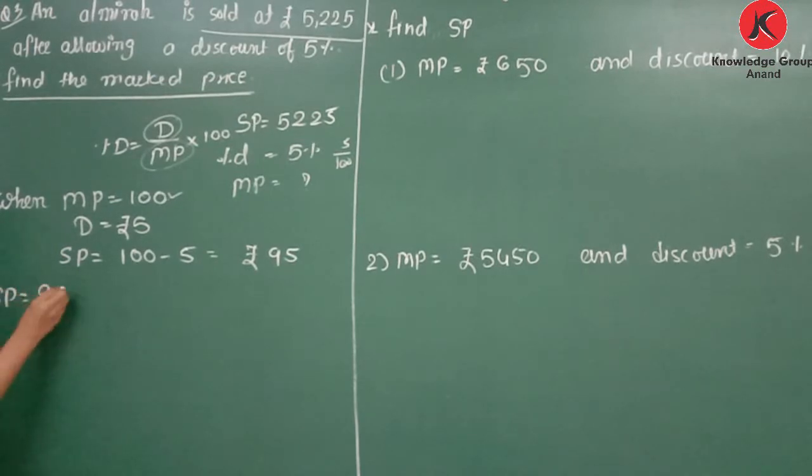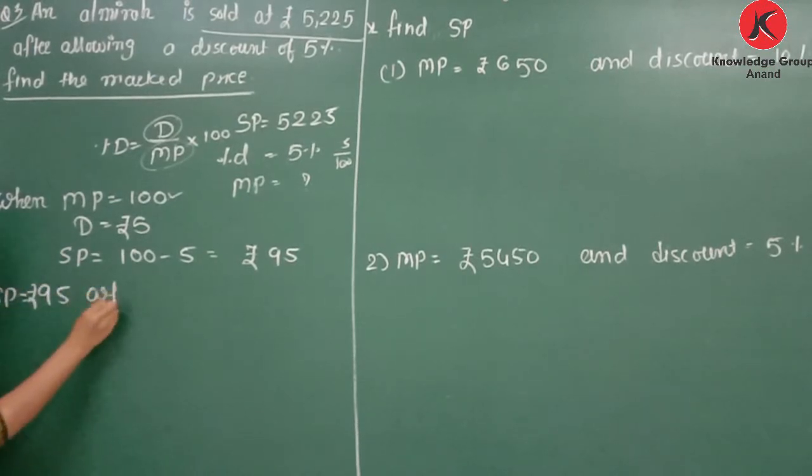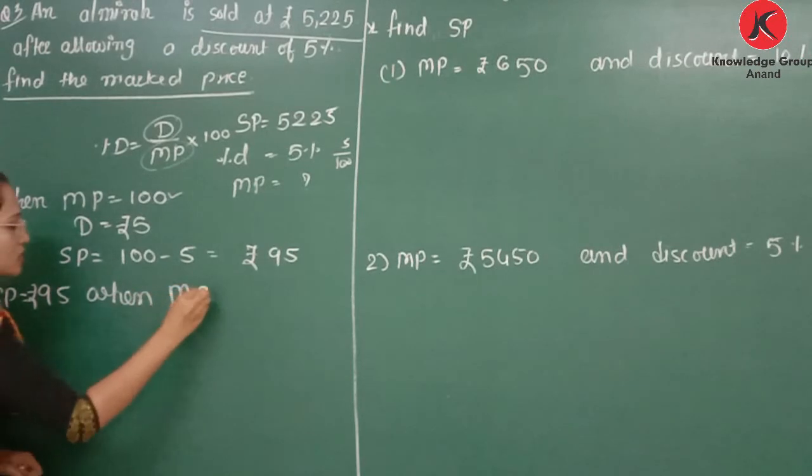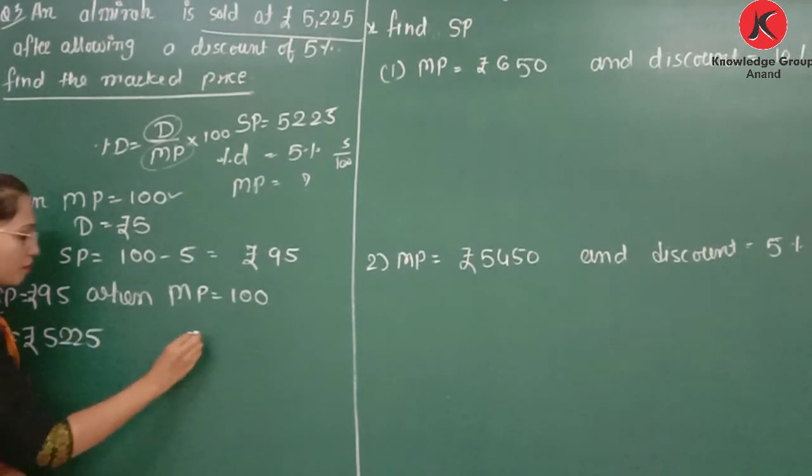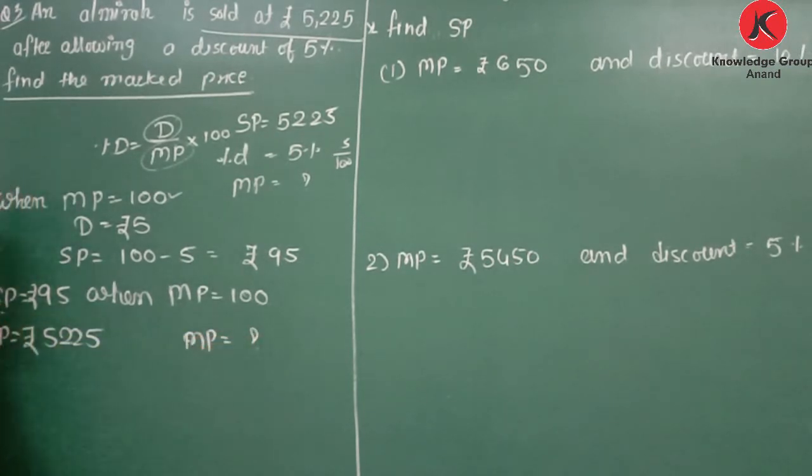Selling price is 95 when MAC price is 100. But our selling price in the equation is 5,225. So what is the MAC price? When it is 100, selling price is 95. So what will be the MAC price when selling price is 5,225?